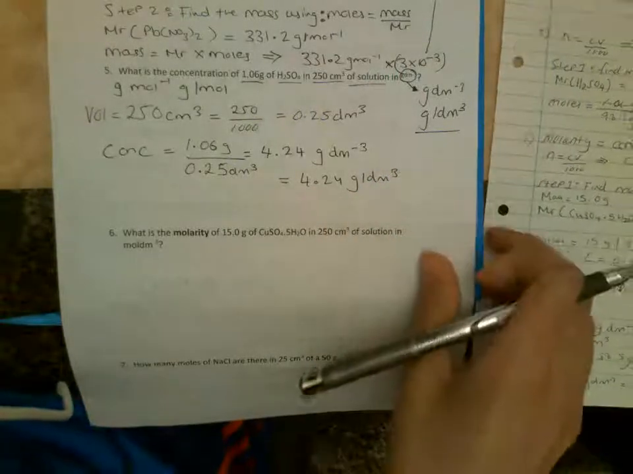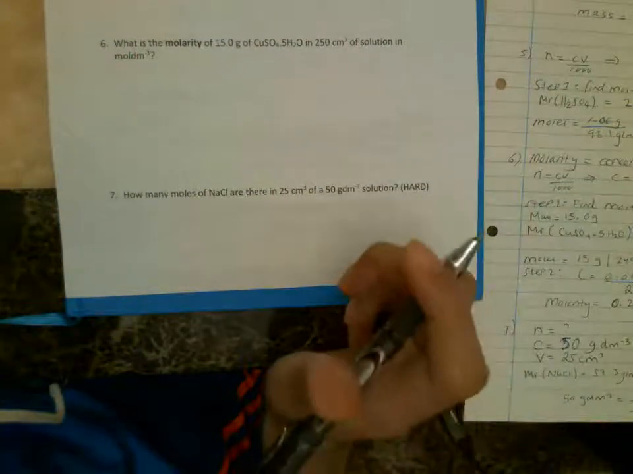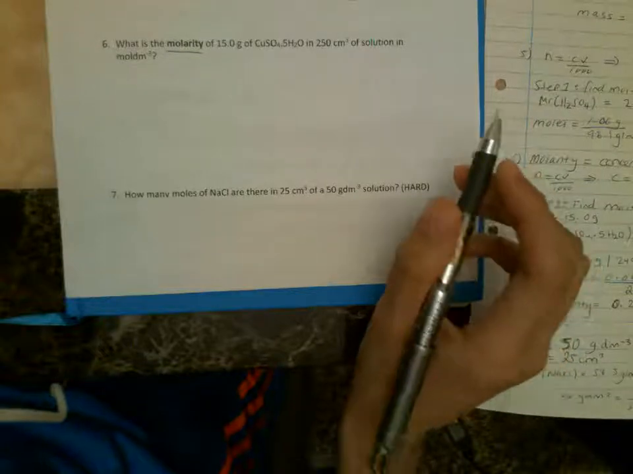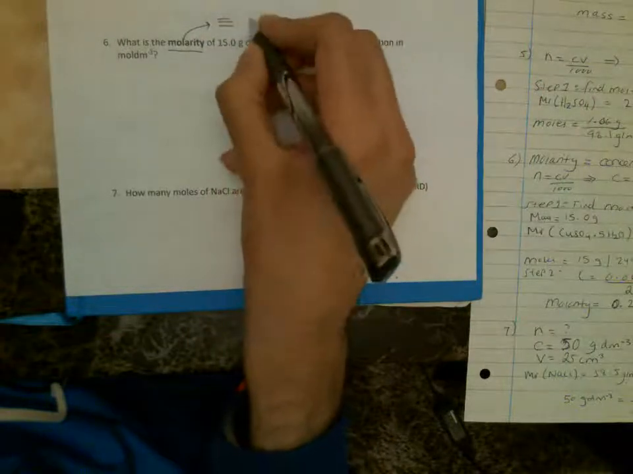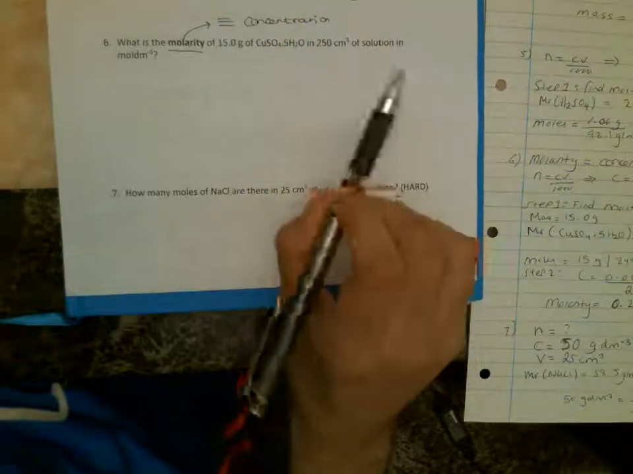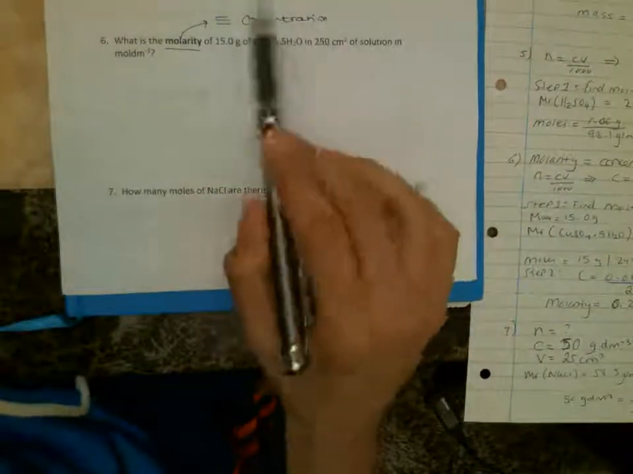Okay guys, now this question 6. Now I purposefully said the word molarity. Molarity is just another word, so it's equivalent, meaning the same as concentration. Well, it is anyway at A level. For those of you who might want to study chemistry at university, you'll learn there's a slight difference between concentration and molarity. But for now, molarity and concentration are the same thing.